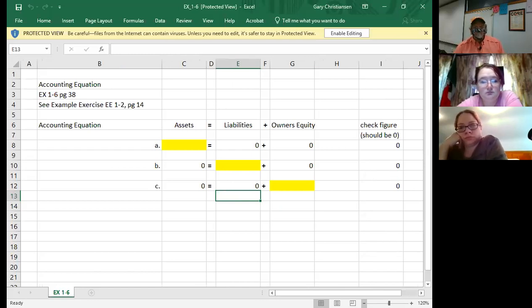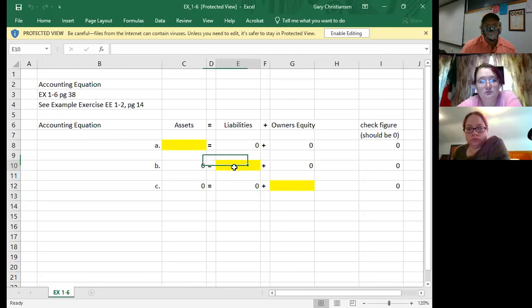This is still the accounting equation, and they're just missing certain things. And reminding us how we can use some grade school arithmetic to solve for the unknown. So it says determine the missing amount for each of the following. I don't think I put in formulas. No, I didn't. And that's good. Let me enable the editing.